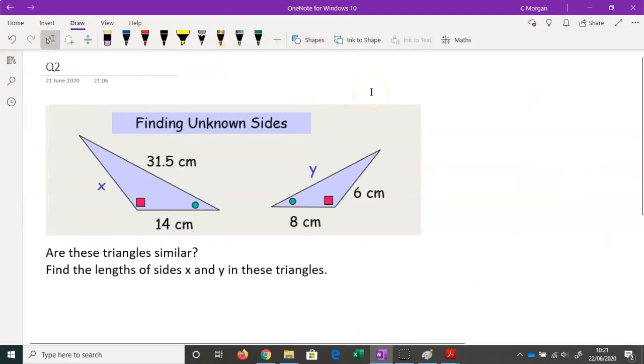Now in question 2, I've drawn 2 triangles here, and I've got certain symbols as the angles in those triangles, and I'd like you to think about whether you think those triangles are similar, and if they're similar, why are they similar?